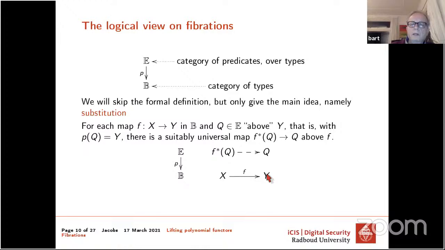Then you can sort of pull back. This is not formally a pullback, but it's often called a pullback in this context. And similar notation is used, and pullback is indeed an instance of this for certain fibrations. But you can sort of pull back this Q along f to something called f star Q, and f star Q lives above X, and there's also a map from f star Q to Q, and this lives above f. Again, "lives above" means that the functor p maps it to f. And this map is suitably universal.